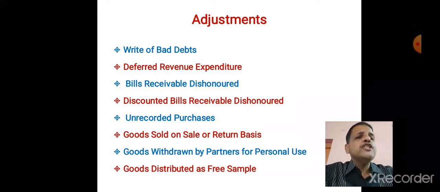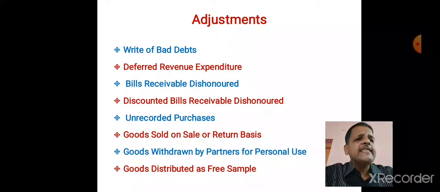Which is goods distributed as free sample. Sometime for advertisement purpose, we are distributing some goods as free sample. What adjustment we have to carry out? We have to show this as by goods distributed as free sample on trading account credit side, and second effect we have to show on profit and loss account debit side as to advertisement.